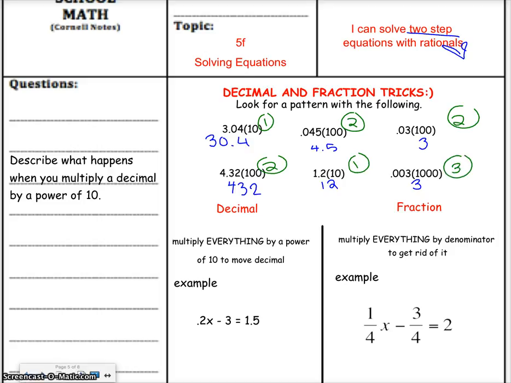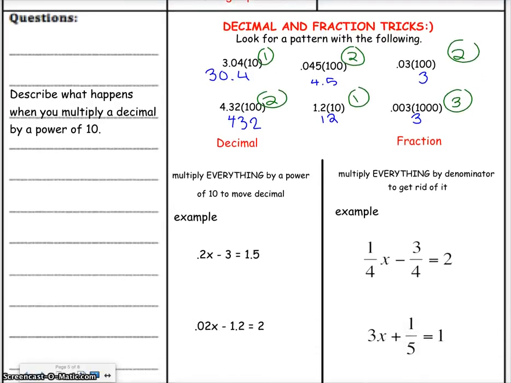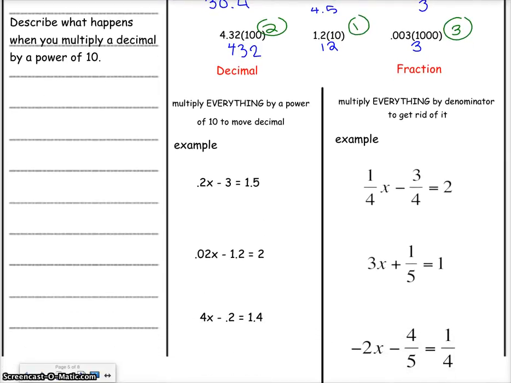The connection here is you times through by however many spots you want to move the decimal in order to get rid of a decimal. That's what we're going to do all day today. So you need to see this pattern and feel confident with this pattern in order to apply it and be able to get rid of decimals. So here's how you get rid of a decimal. You multiply everything by a power of 10 to make it move. You want to multiply through by however many zeros it would take to move that decimal all the way to the end.